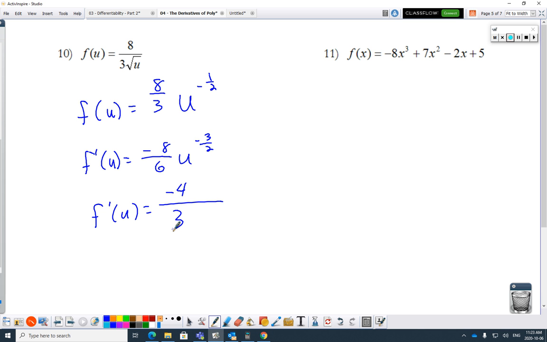Okay, so far, reduced negative 8/6 to negative 4/3. Now this u to the negative 3/2, it's negative, so it's got to come down to the denominator. And so it becomes the square root of u cubed in the denominator. The 2 becomes the root, the 3 is the power.